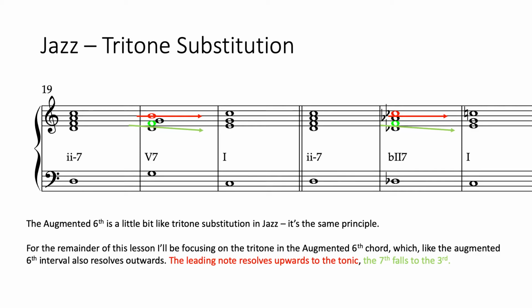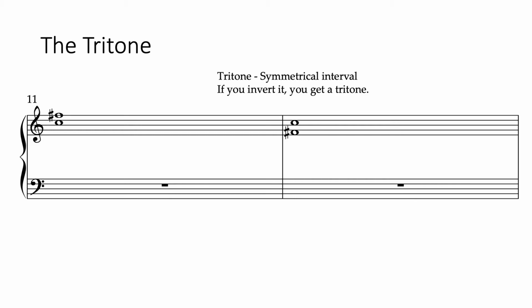Okay, so it's like this because both this augmented 6th chord and the tritone substitution in jazz rely on the same feature of the dominant chord, which is the tritone. So this is the tritone. It's the interval in a dominant 7th chord which gives the chord its crunch. So here's C to F sharp. This is the same tritone that we had in our augmented 6th chord earlier. So in the Italian 6th, we had this A flat, C, F sharp.